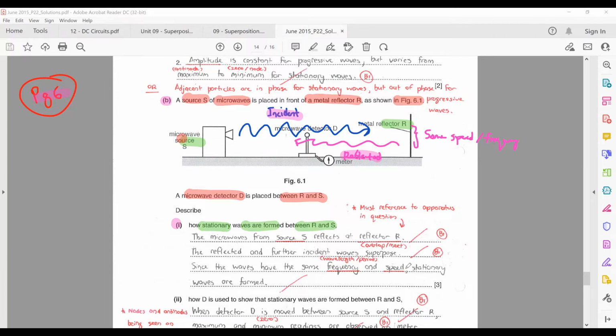Once they overlap, you're going to get your stationary wave. That is the basis of formation of stationary wave. So right now the question is asking you, how are the stationary waves formed between I and S? All right. Now, be very careful about the questions that you see sometimes.